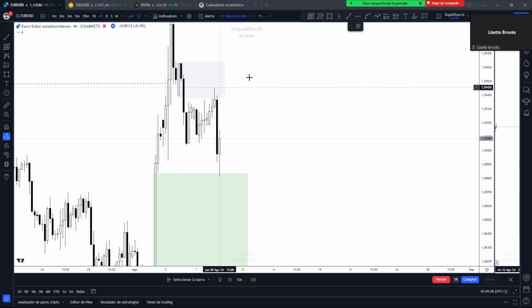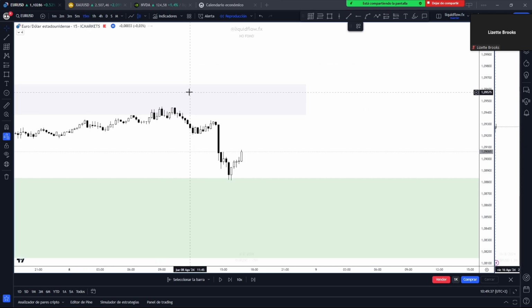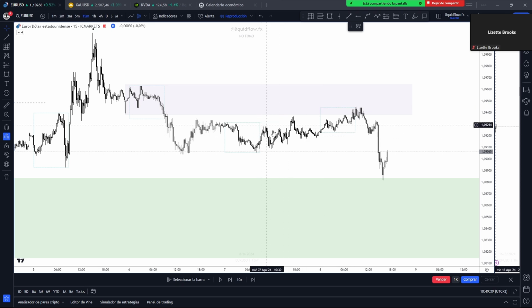So now we can trade. We could trade down into what? Into here. This is the last point. Okay, let's say we are not here. We are around this area from here.